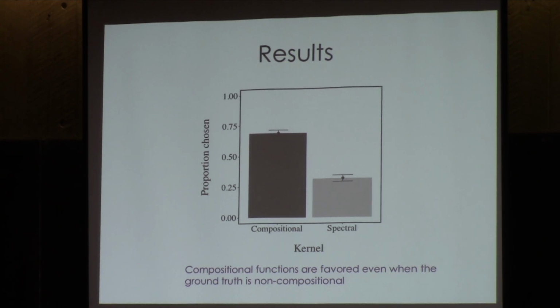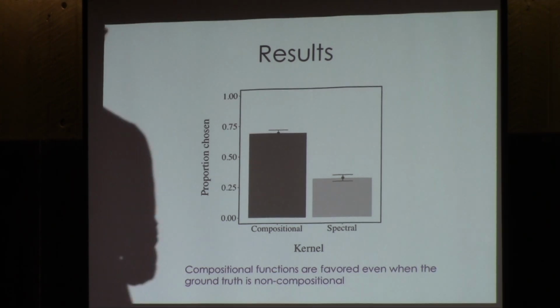So even though the functions were actually not drawn from compositional functions, even though we offered subjects the extrapolations generated by the function class that actually generated the data, they still prefer the compositional extrapolation. So that seems like, in my view, a pretty good argument for a compositional inductive bias.